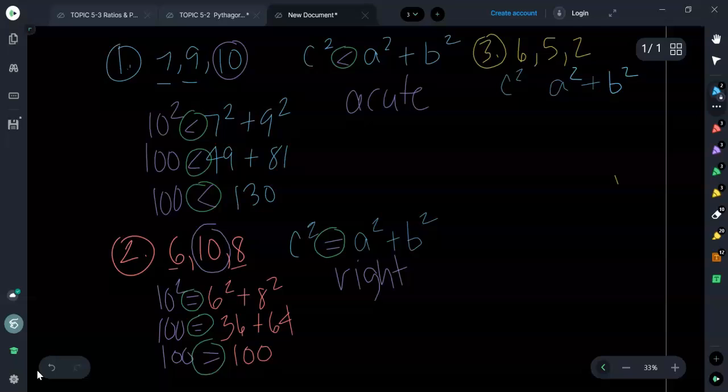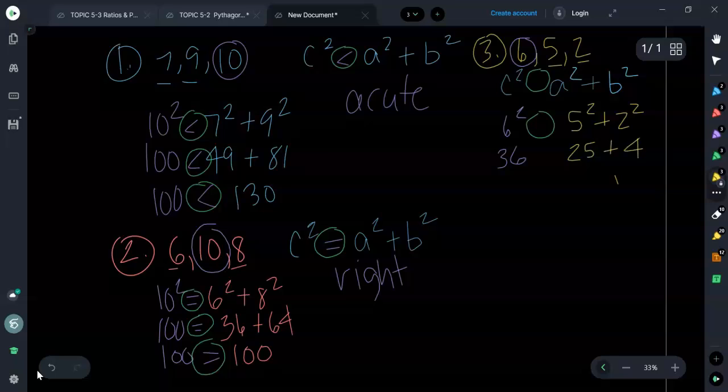All right, so once again, we're going to compare c squared to a squared plus b squared. And again, this is the converse of the Pythagorean theorem. So what is my c squared? Well, my largest side is 6. So I'm going to have 6 squared, and I'm going to put my circle here, comparing it to 5 squared plus 2 squared. So 6 squared is 36. 5 squared is 25. 2 squared is 4. And so I'm going to bring my 36 down. 25 plus 4 is 29.